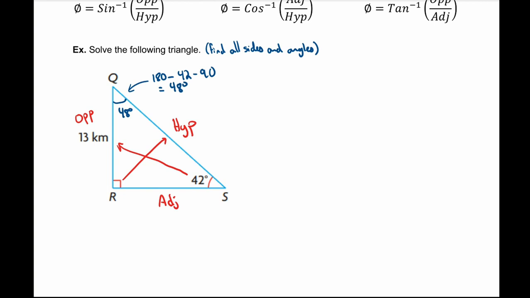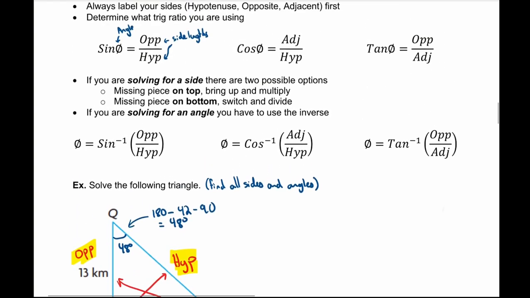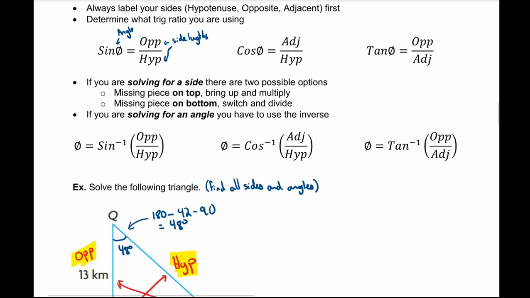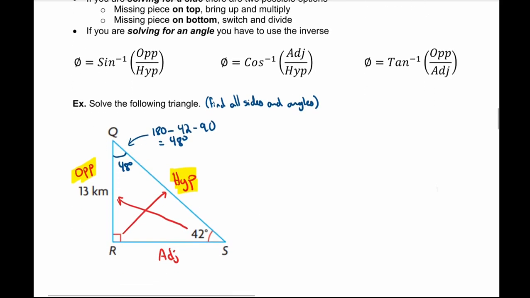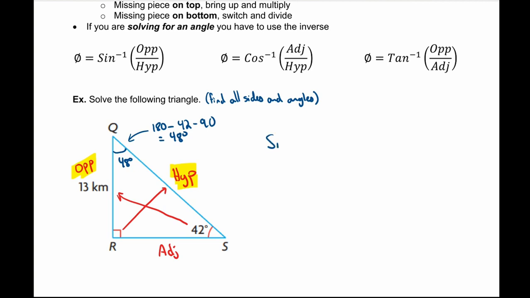In this case, I need to find two different sides, so I'm going to have to use two equations. The first one, I'm going to deal with the opposite and the hypotenuse. If I go back up to my ratios, the only ratio that has O and H, or opposite and hypotenuse, in it is sine. So for the one angle, I'm going to use sine theta equals opposite over hypotenuse.